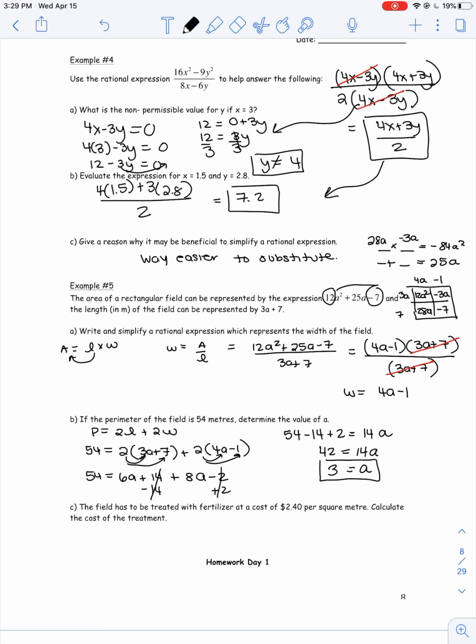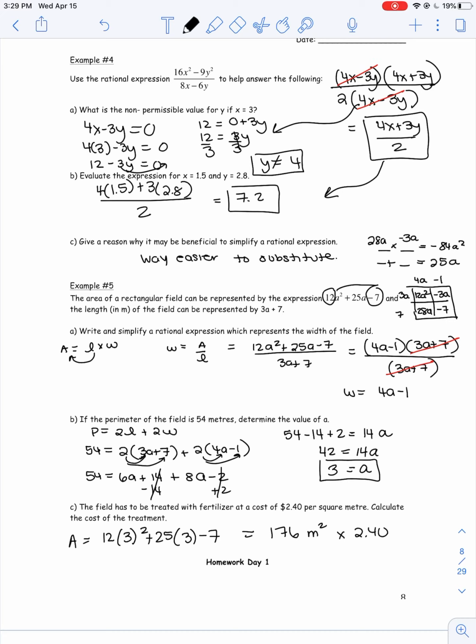And C, finally, they're saying we know that the field has to be treated with a fertilizer that costs $2.40 per square meter. Calculate the cost of the treatment. Well, we'll go back to the area, and we know area is 12 times our a, which is 3. We're going to plug that into our calculator to find the full square footage, the square meters of our field. Okay, so I get that this is 178 square meters.